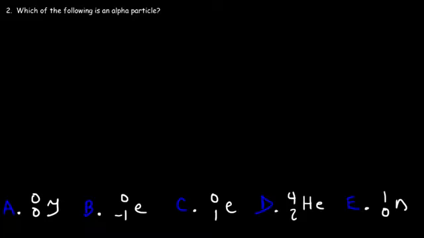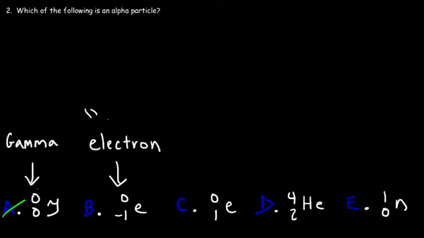Number 2, which of the following is an alpha particle? So let's go through each one. Answer choice A represents a gamma particle. This is a high energy photon, and it has virtually no mass and no charge. So it's not A. Now, B represents an electron, also known as a beta particle. It has a mass of virtually 0 relative to protons and neutrons. It's very light, and the charge is -1.